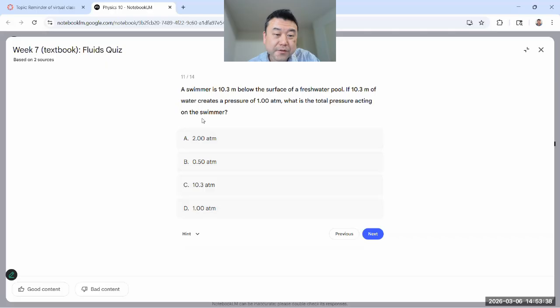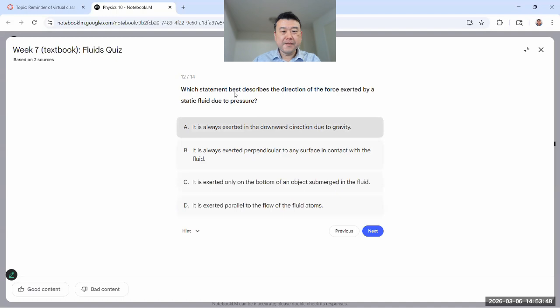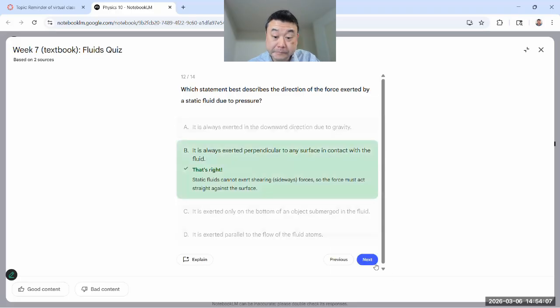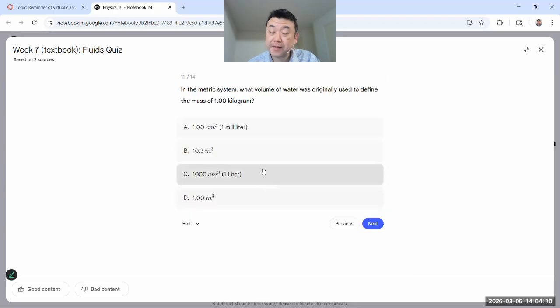Swimmer is 10.3 meters below surface. Total pressure acting on the swimmer, 2 atmospheres. So that's gauge pressure plus the atmospheric pressure. Which statement best describes the directional force exerted by a static fluid due to pressure? It's perpendicular to the area. Pressure itself is not a vector; it's a scalar.